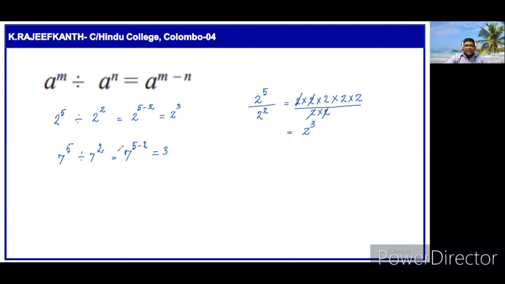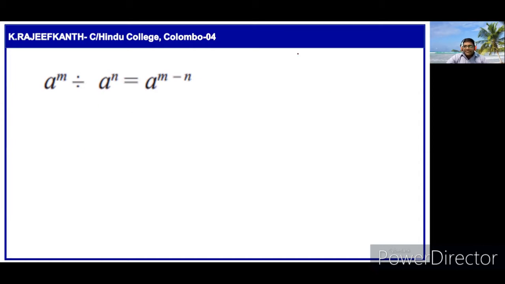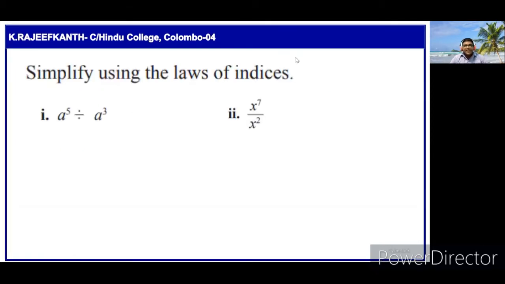Then for this second law, we are going to do some questions. Here the first one. The question is: simplify using the laws of indices. Right. Here, a to the power 5 divided by a to the power of 3. Here there are two powers. We have to divide the first power by the second power. They have the same base. So we can subtract the index. Then a to the power 5 minus 3 is equal to 2. Then a to the power of 2.